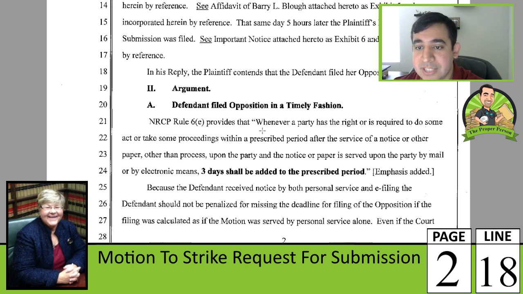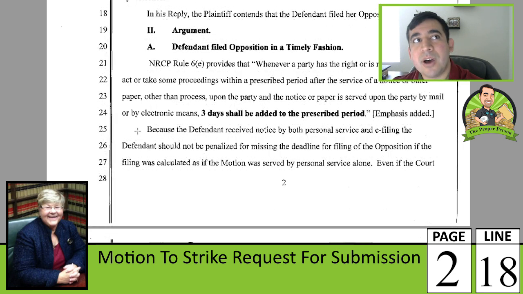She has to find some plausible explanation. It's better to come off as negligent than it is to come off as incompetent. With respect to negligence, it's oops, I made a mistake, I wasn't paying attention. Whereas with incompetence, it's I thought this is how the rule read and I was just wrong, and now I'm suffering the consequences for being wrong. So here she is saying that Rule 6E applies. I talked a bit about this a little bit earlier in the video.